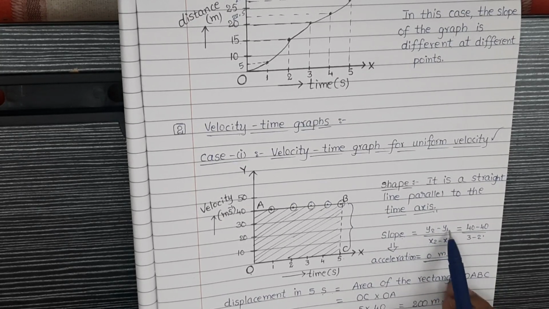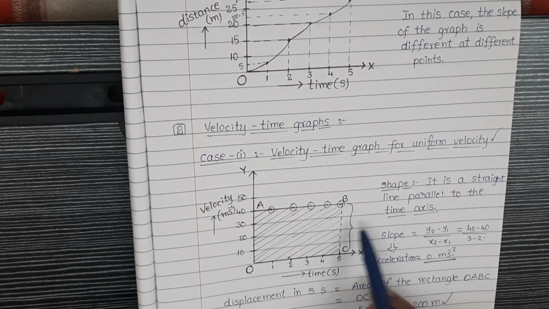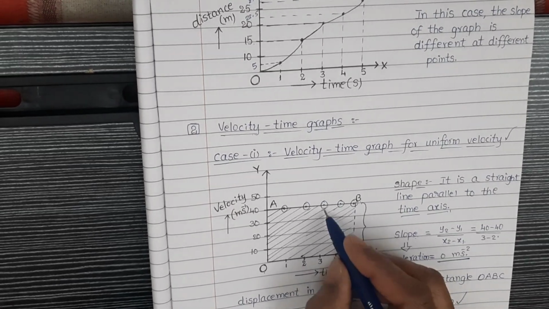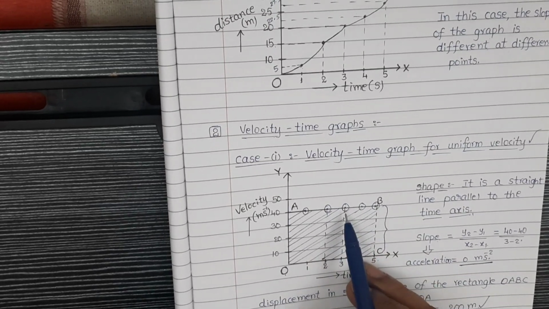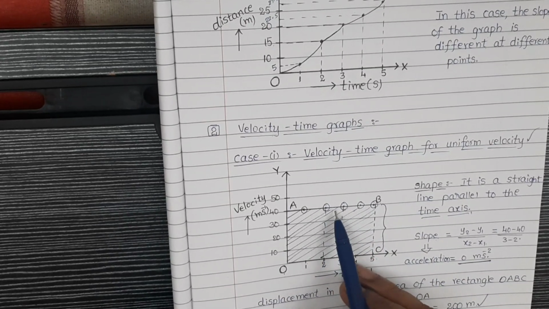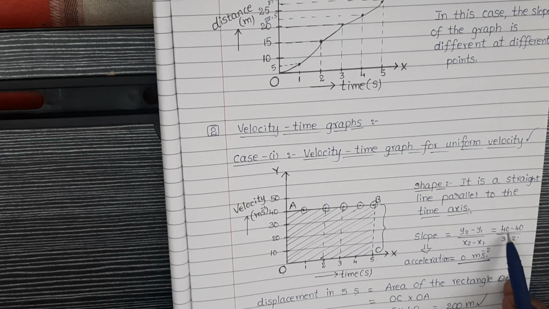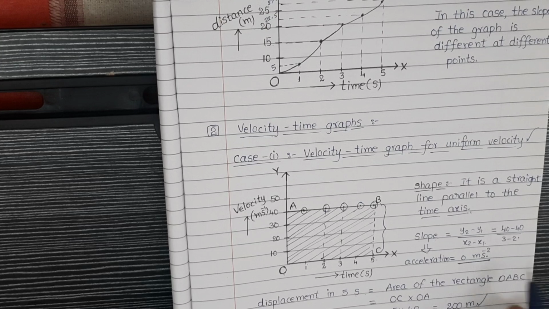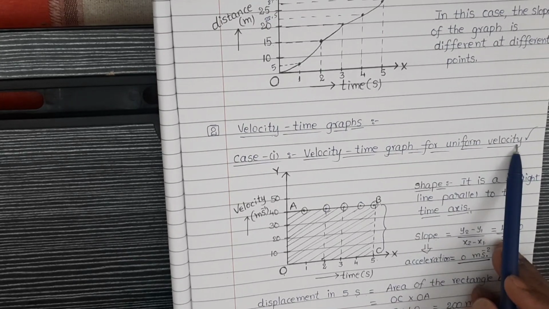So I'm going to take two y coordinates, any two you can choose. I'm taking 40, because all values are the same. So I'm taking the values at 3 and 2 seconds respectively. So y1, y2 I have taken, both are 40 meter per second. x2, x1 are 3 and 2 seconds respectively. So substitute the values: 40 minus 40 by 3 minus 2. That will give us 0 by 1, which is 0 meter per second square. That is the acceleration that we got for the uniform velocity.